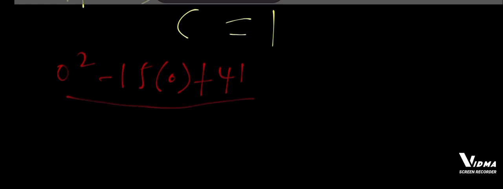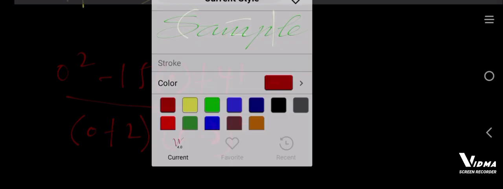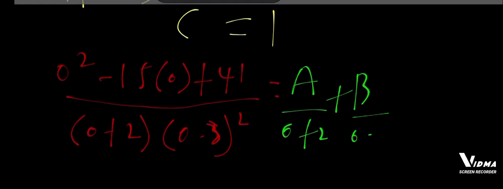And we are going to end up with 0 squared minus 15 times 0 plus 41 all over 0 plus 2 and 0 minus 3 squared, and it will be equal to our a over 0 plus 2 plus our b over 0 minus 3 plus our c over 0 minus 3 squared.